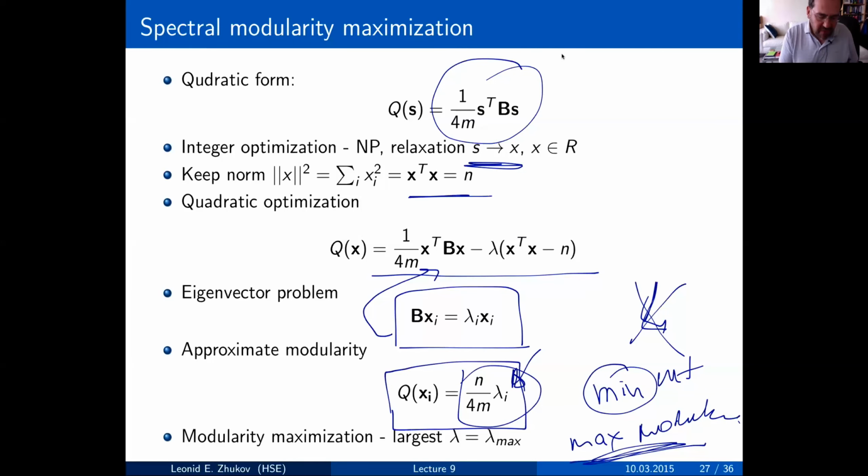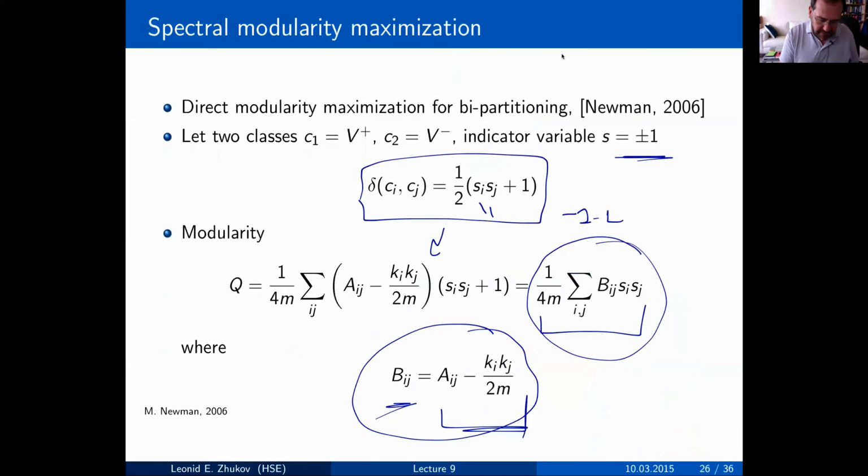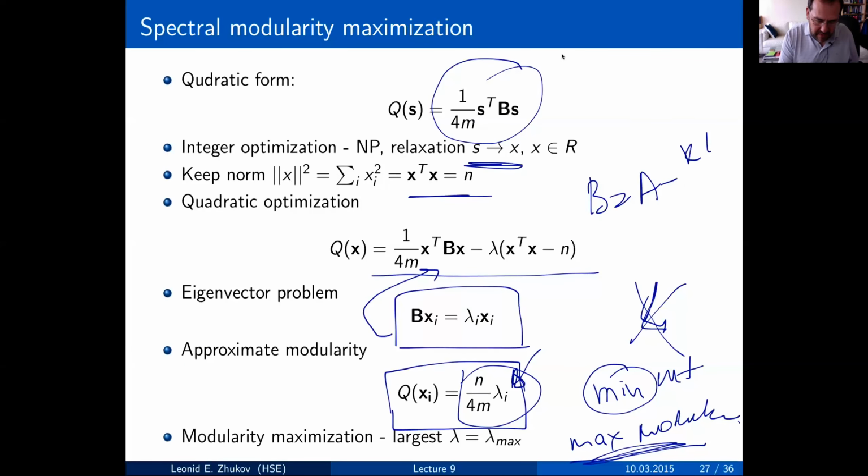Now, again, remember, matrix B is not matrix L. It's A minus, what was that? K transpose over 2M. So it's not the same as the Laplace matrix. It's not even close. It's a very different matrix. And instead of the smallest eigenvalues, we're looking for the largest. But the technique of finding them is the same. It's a relaxation method, quadratic optimization, eigenvalues, eigenvectors.